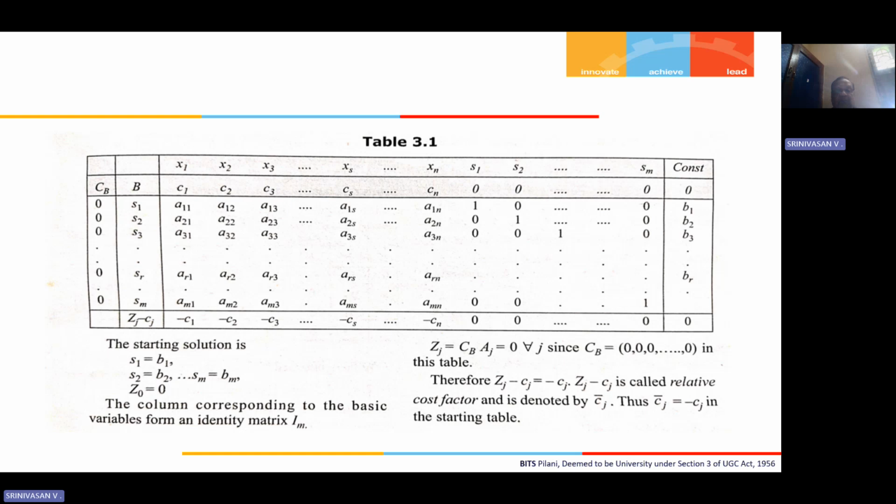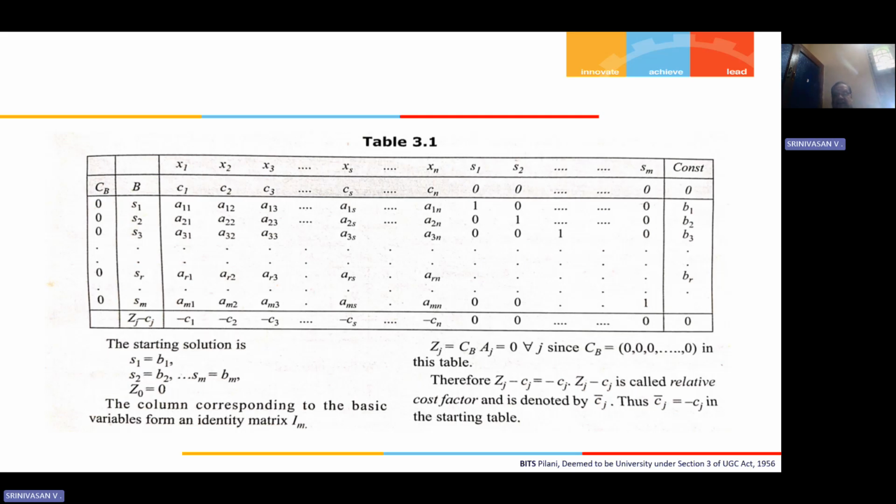Minus Cj means minus C1. In the first column, you get minus C1. Then 0 minus C2, minus C2, minus C3, etc., minus Cn. And here, 0 minus 0, 0, etc. Therefore, in the last row, Zj minus Cj will only have the negatives of the coefficients of your decision variables x1, x2, etc., xn, namely minus C1, minus C2, minus C3, etc., minus Cn. If you have negative coefficients somewhere, you will have a positive coefficient here, with the change of sign.